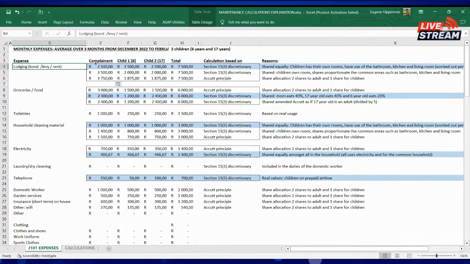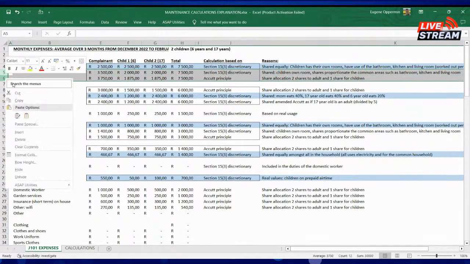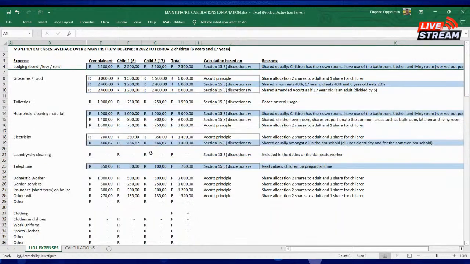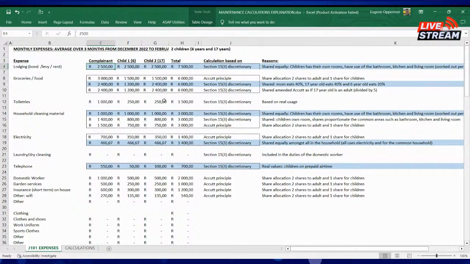So if you work out the spreadsheet and you have those, and you can see, okay, these are the three scenarios, which scenario would benefit me most? Obviously, the first one would benefit you most. And what you simply could do, you could hide that, or you could simply delete those. And then that is the portion that you need. That is what you can submit to court, and then you can tell the court that the calculation you've used was based on the discretionary formula or the discretionary provision in terms of section 15, and the reason for that. The reason was that the children have their own rooms, they've got 100% use of the bathroom, the kitchen, the living room, so it should be split equally.